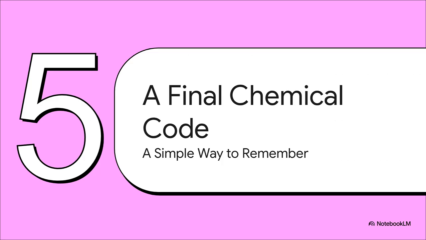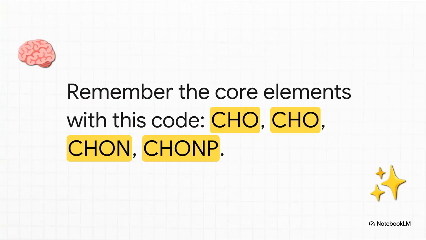Whoa! Okay, that was a lot, I know. A real whirlwind tour of life's essential molecules. So, is there an easy way to keep track of what's in each of them? You bet there is. Let's wrap up with a really simple memory trick. Here it is. Just remember this little code: CHO, CHO, CHON, and CHONP.